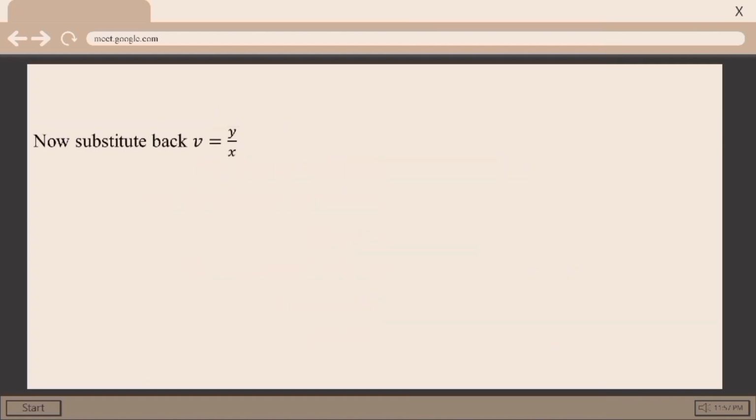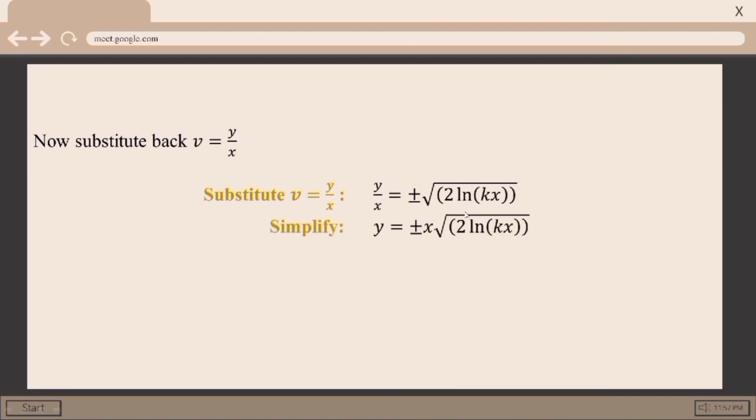So we will be substituting back v equals y over x. Substitute this into our answer earlier. By simplifying, we have an answer y equals plus or minus x times the square root of 2 ln of the quantity kx. And we have the solution. So this is the solution for our first example.